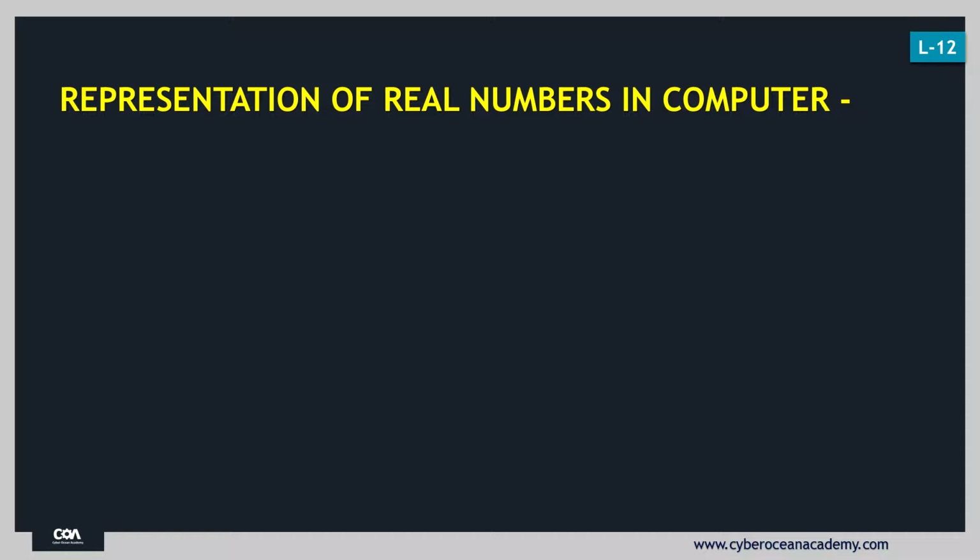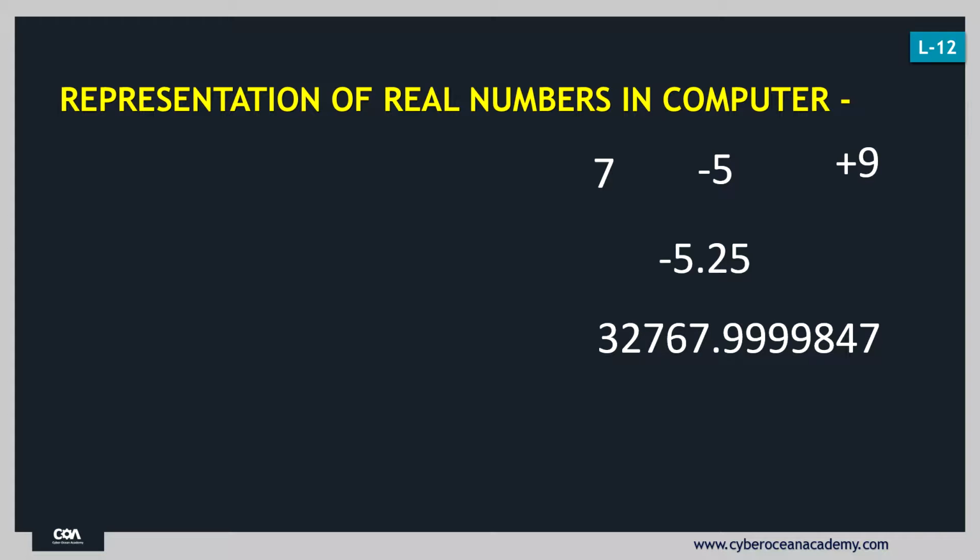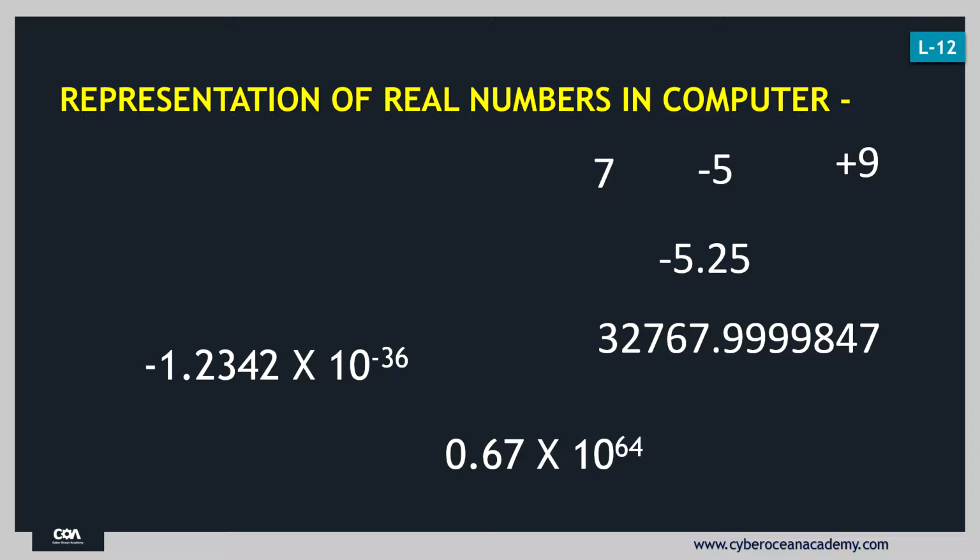In today's presentation, we will be talking about how we can represent real numbers in a computer. In the previous lectures, we discussed how to represent 7, -5, +5 with the help of sign representation and unsigned representation. But in our daily life, we basically deal with real numbers. These are the floating point numbers. These are some examples of real numbers. So how can we represent these kinds of floating point numbers in computers?